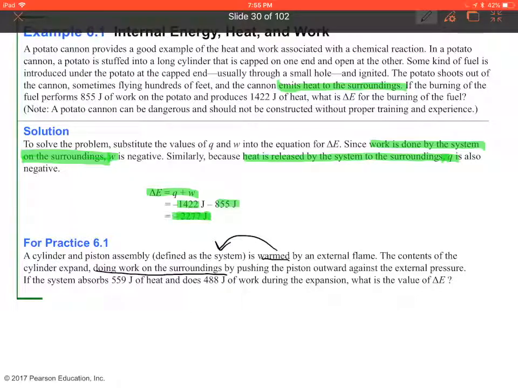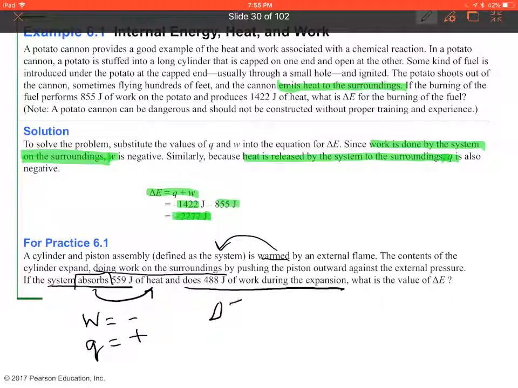change in E? Okay, so let's look at this. The system is absorbing joules of heat, but what also happens? It does work during the expansion. Okay, so the system is doing work. Therefore, our work is going to be negative. But what's happening with the heat? It's absorbing heat. Okay, that means that Q is going to be positive.